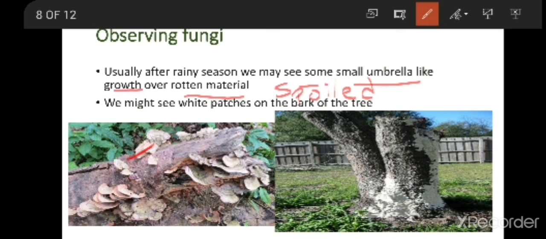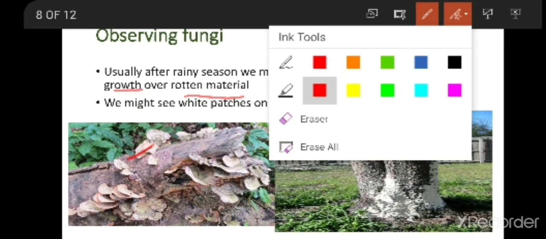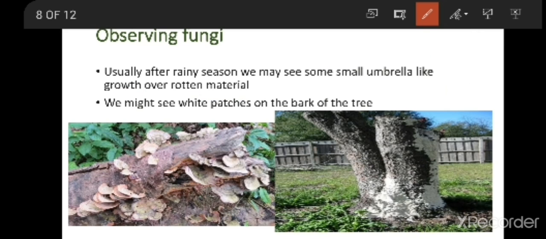I think it is very familiar to you all. In your refrigerator, if you see a tomato or any vegetable spoiled, you can see some white colored thing growing on the tomato and all. That is fungi only, because it grows on rotten material. And not only that, we might see this fungi on the bark of a tree. You will see white patches on the bark of a tree. So this is also a fungi.